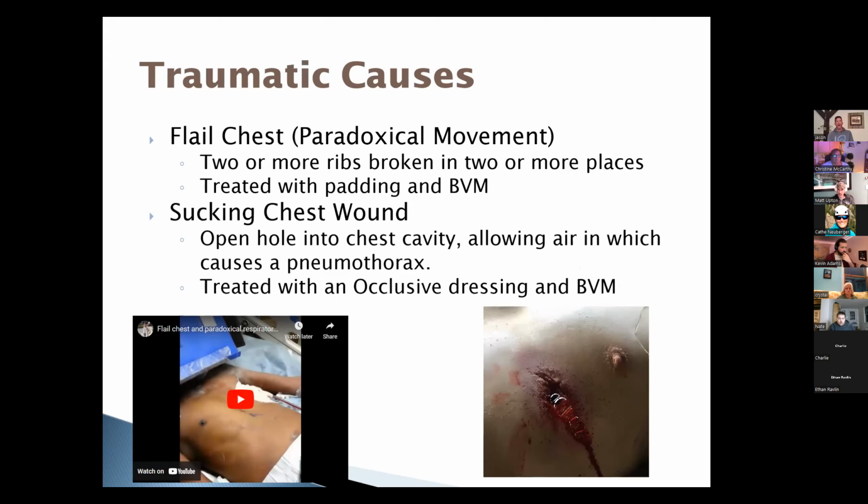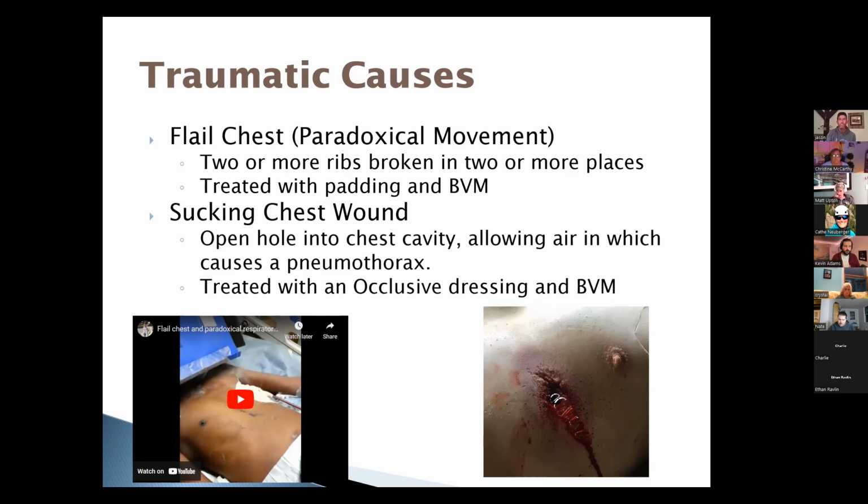Cool. So we'll do the traumatic causes and then we'll take a break. When we're talking about trauma, specifically when it gets to lung and pulmonary issues, the main two injuries that we are going to be concerned with are a flail chest, which is also called paradoxical movement. So if somebody says paradoxical movement, it means flail chest. And if someone says flail chest, it means the same thing. They are the same thing. They will be referred to as both of those things.